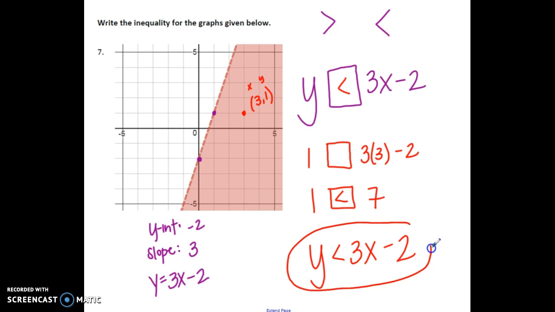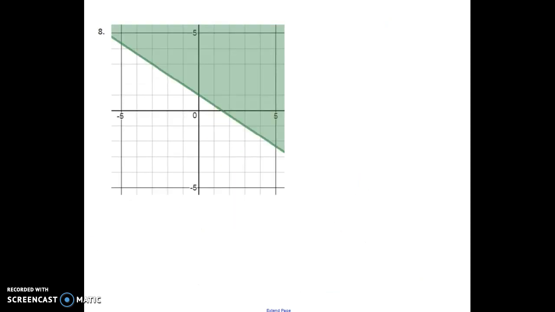So all you really have to do is pick a point from where it's shaded. So you're picking a solution, and you know that that solution is going to work with the given inequality. So really you're just using the solution to figure out which way that inequality faces. So why don't you go ahead and try the next one, pause the video, and then come back and check to see how you did.